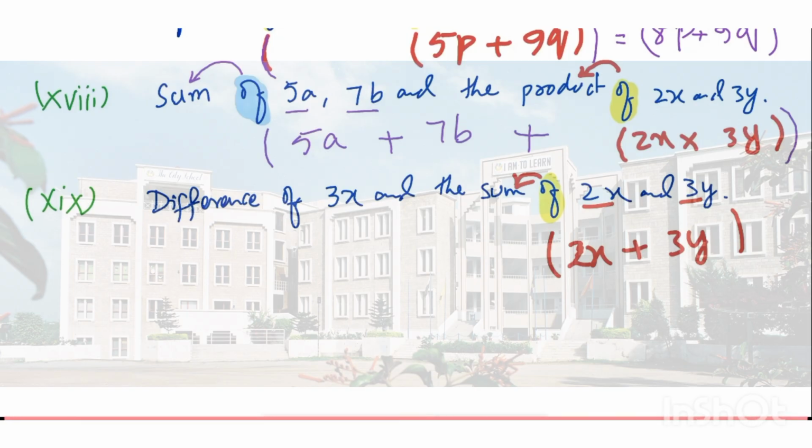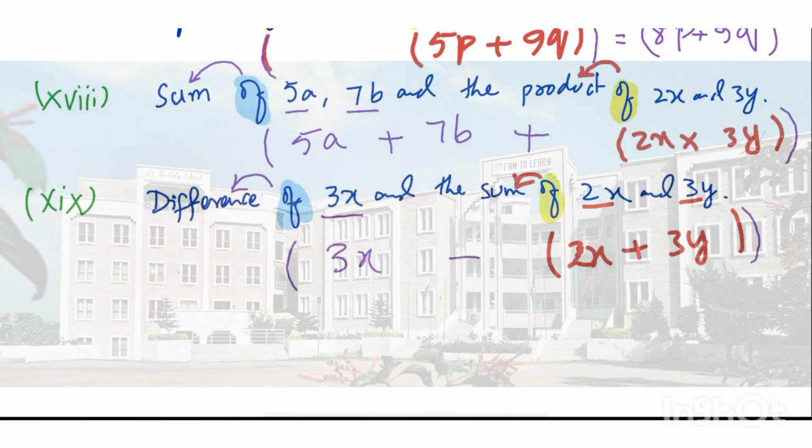And then second "of". What is the second "of"? Second "of" is here. It means we will be putting a bracket here till the end of the statement. This bracket has only one variable, so we are writing 3x. And the sum, we have already done. So what to do with 3x and 2x plus 3y? We have to do the difference. So we are putting the word "difference", and difference means we'll be putting a subtraction sign between them.